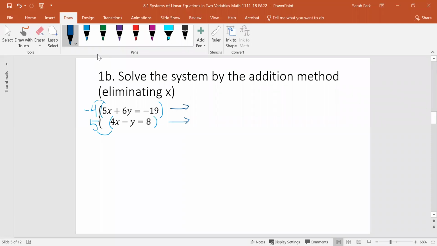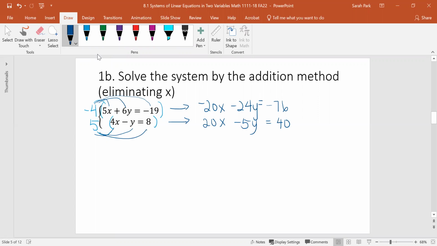But now we have to multiply each term. So we have negative 4 times 5x, which is negative 20x. Negative 4 times 6y is negative 24y. And then we have negative 4 times negative 19. It's going to give us negative 76, I believe. And then repeat the bottom. 5 times 4 is positive 20x. 5 times negative y is negative 5y. 5 times 8 is 40.